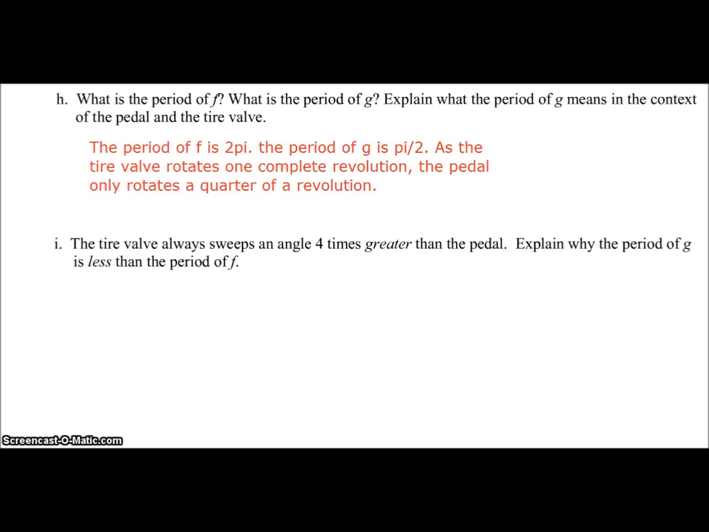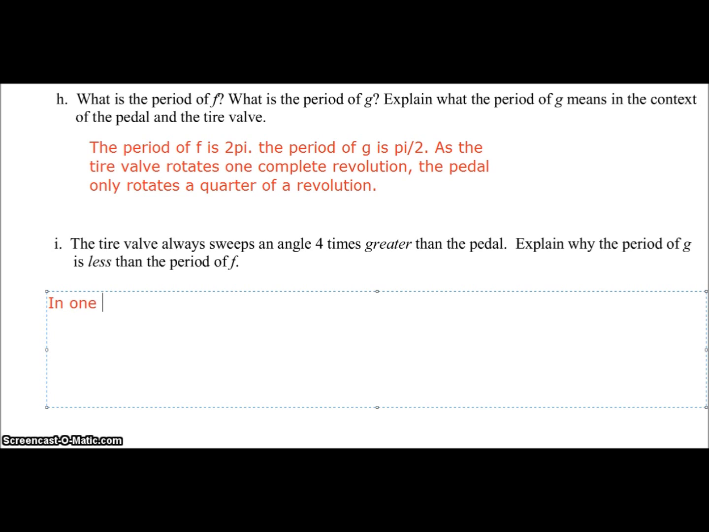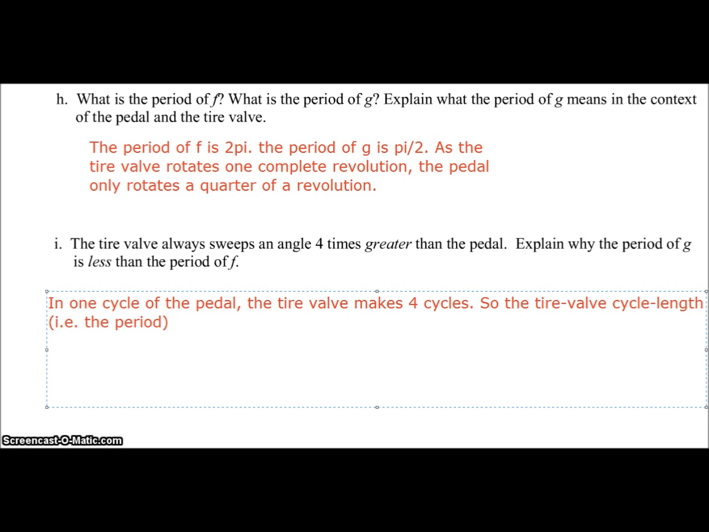Explain why the period of g is less than the period of f. Well, let's see. In 1 cycle of the pedal, the tire valve makes 4 cycles. So the tire valve cycle length, that is the period, must be 1/4 the pedal cycle length.